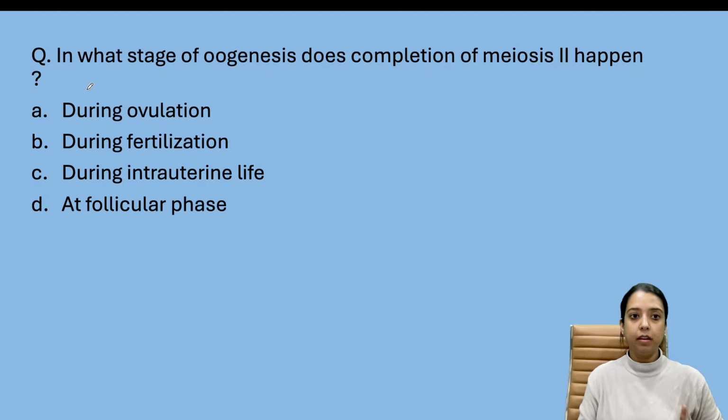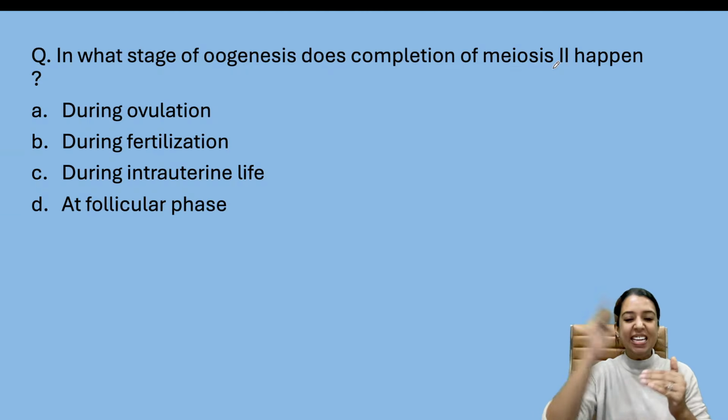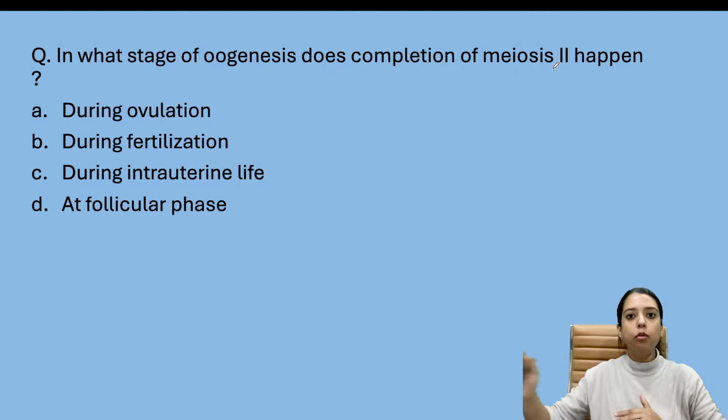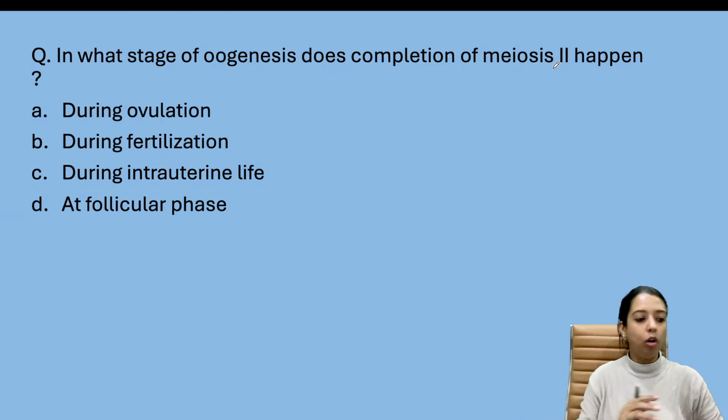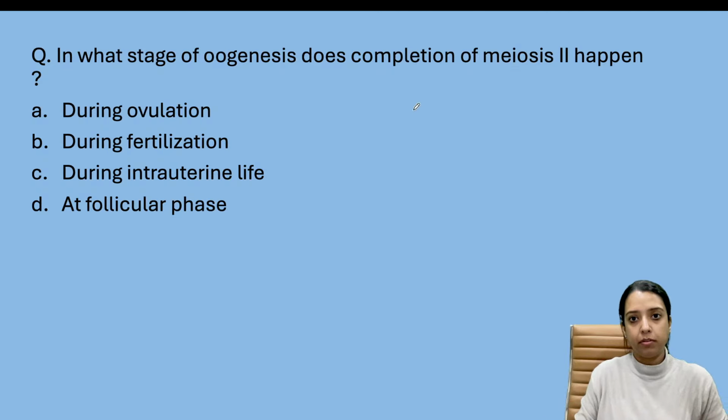Okay? Now next, in what stage of oogenesis does the completion of meiosis 2 happen? I hope you remember the stages of oogenesis. We are going question by question. We have to finish all the questions in 2 hours of obstetrics. We have to do the maximum we can in these 2 hours. We can't waste any time. So in what stage of oogenesis does completion of meiosis 2 happen?